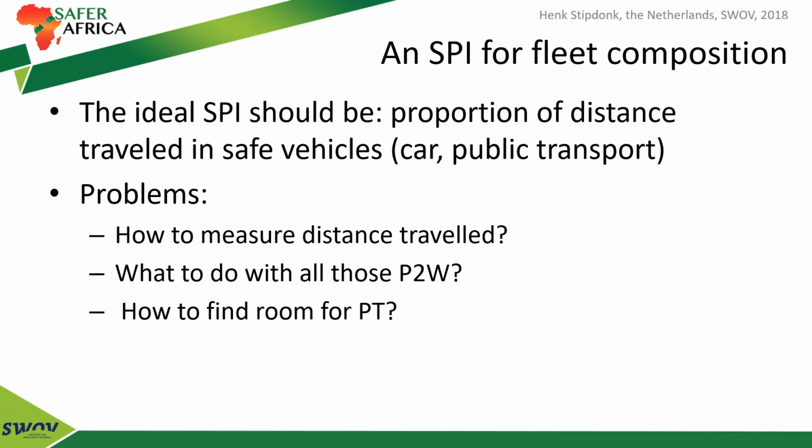So from this insight, the introduction of an effective and efficient public transport system is highly recommended. Introduction of passenger cars, even second-hand and less safe cars, in order to replace power two-wheelers would also be a very interesting transition for many low and middle income countries. The ideal SPI would be what proportion of travel is undertaken in a safe vehicle, be it a car or a public transport vehicle.